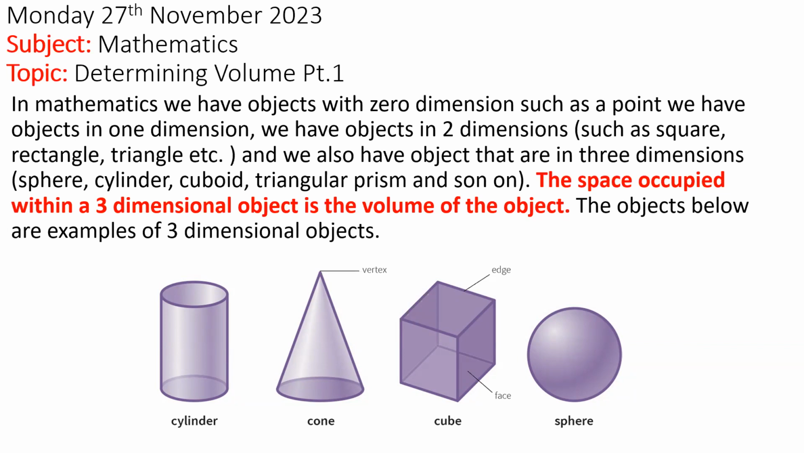All right. So a cylinder, a cone, a cube, a sphere, all of these are examples of three-dimensional objects, and the space inside of them, what we call the volume.